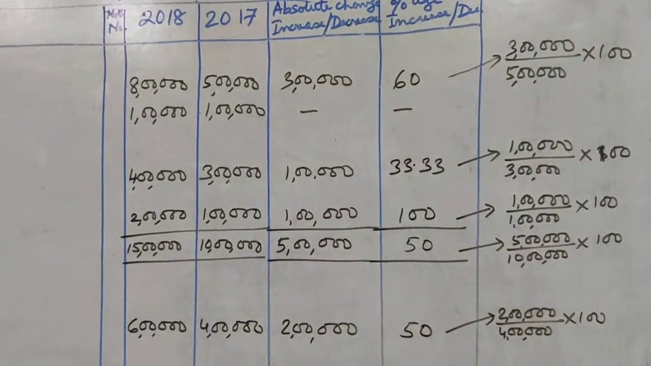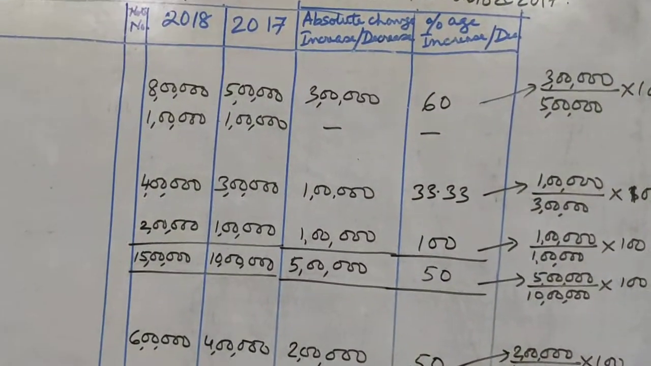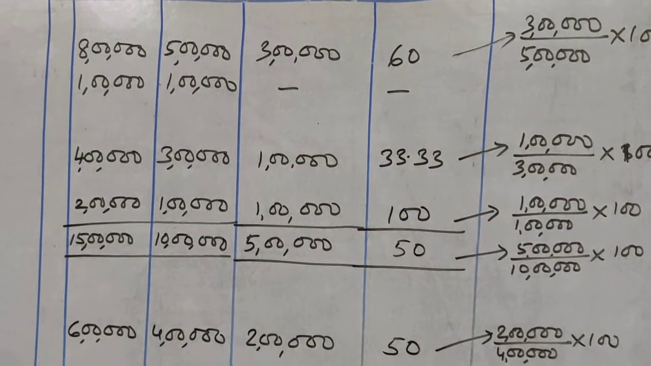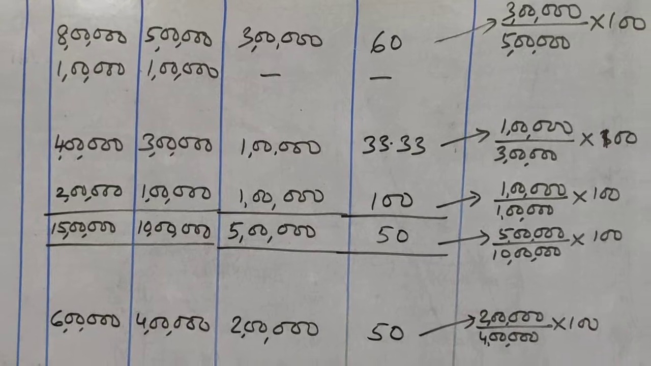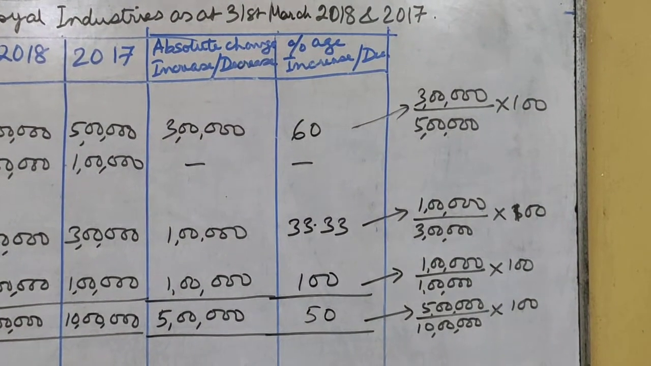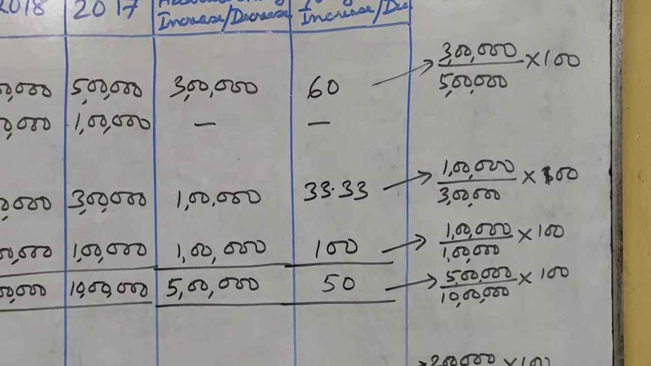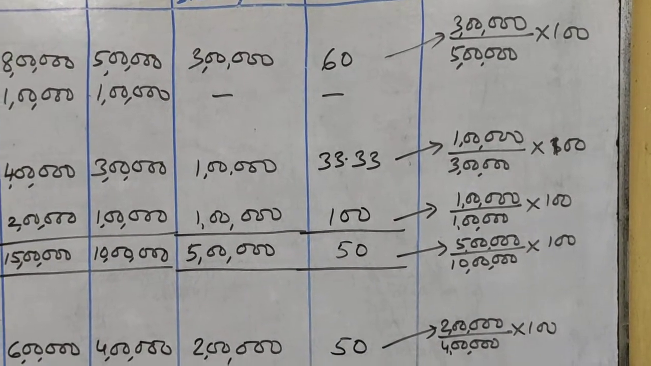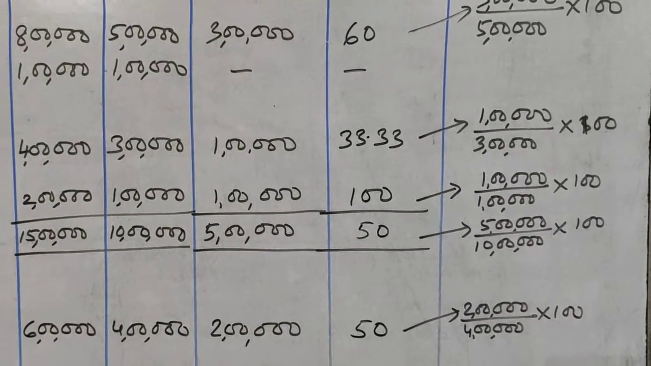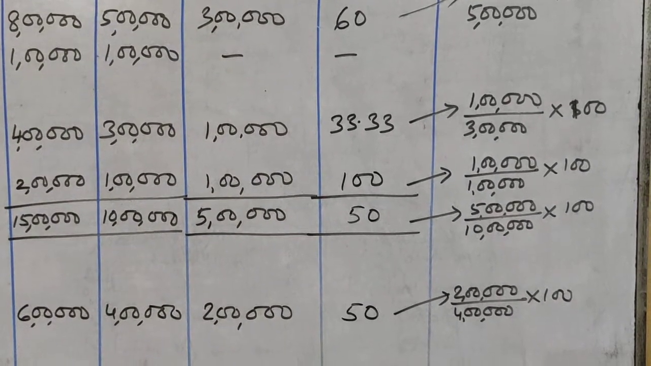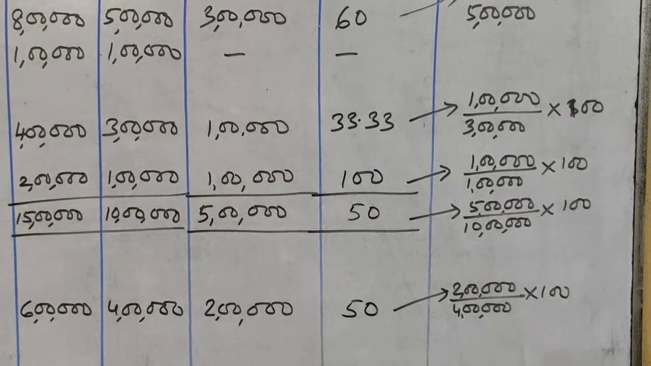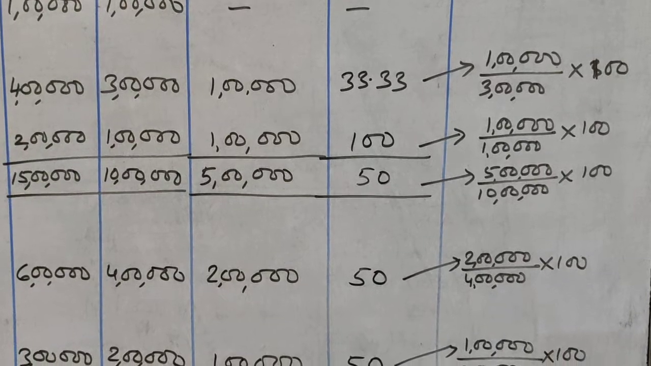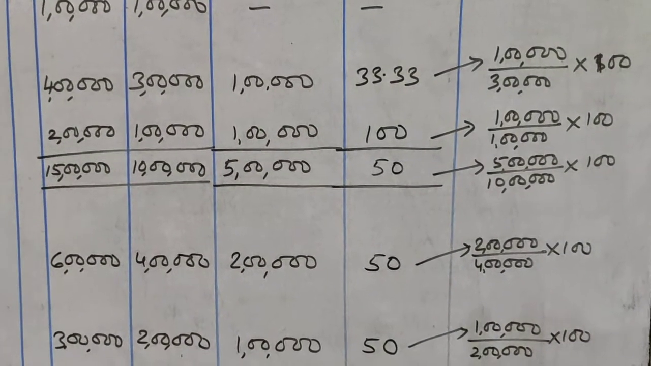And one more mistake that students do is in the last column they write percentage like 60%, 33.33%, 100%. That should not be written, because in the heading only we have written percentage increase or decrease. So no need to write the sign of percentage again. Simply if it is coming 60%, you will write 60. The next one, like it is coming 33.33%, you will write 33.33. Next one is coming 100%, so you will write only 100. Okay, that is all.